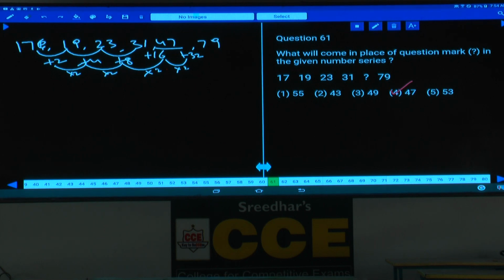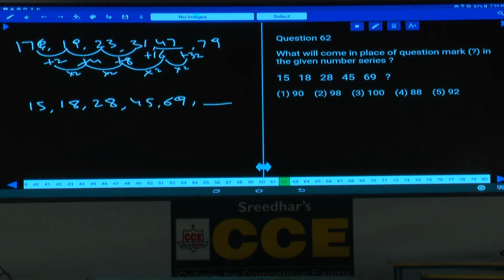61, choice 4. Then question number 62: 15, 18, 28, 45 and 69. What is the difference between 15 and 18? Here the difference is plus 3. 18 and 28, the difference is 10. And 28 and 45, the difference is how much? 17. And 45 and 69, the difference is how much? It will be 24.